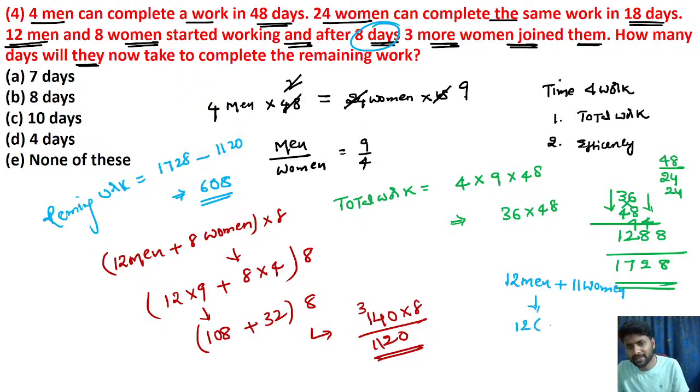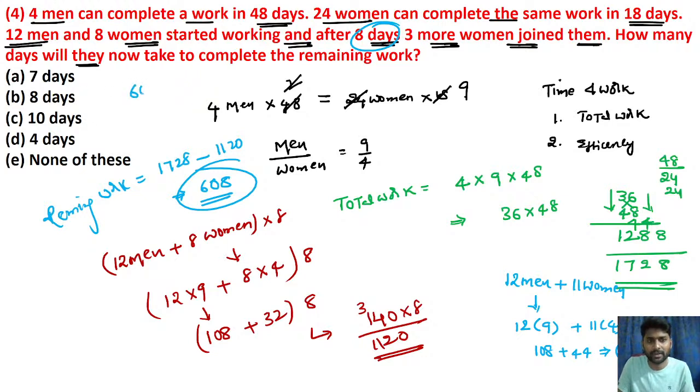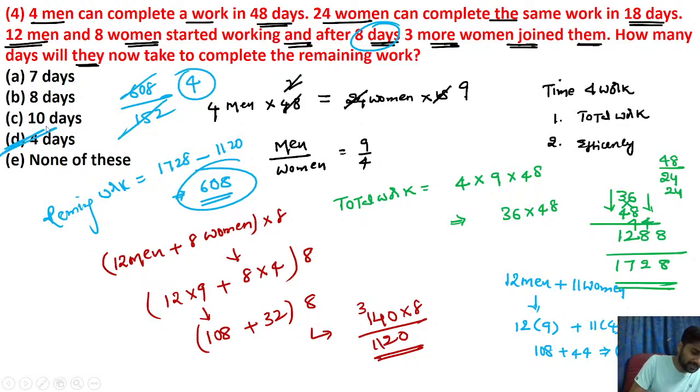So 12 men, each completed 9 units; a woman completed 4 units. Now see, it's 108 units and 44 units, and the total number of units completed by 12 men and 11 women in one day is exactly equal to 152 units. Now we have to finish 608 units, but per day they complete 152. So to complete 608 units, if they complete 152 units per day, how much time does it take? 4 days. So the remaining work completed by 12 men and 11 women takes exactly 4 days.